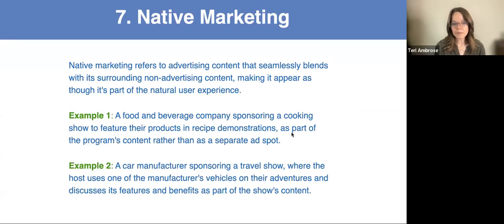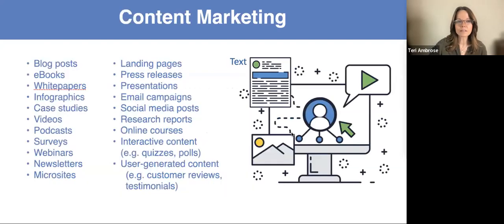The second example, a car manufacturer sponsoring a travel show where the host uses one of the manufacturer's vehicles on their show and talks about the different things. The key is in a very natural, organic way where it doesn't look like, oh, they must be getting paid for that, but they are. So native marketing just is a very natural slide in that looks seamless.